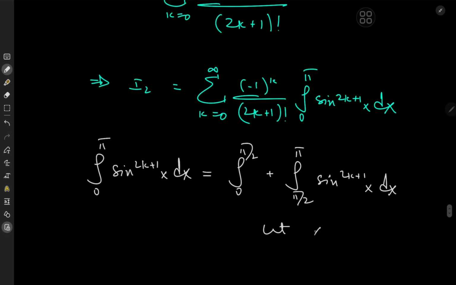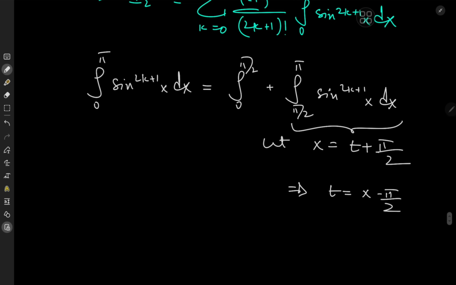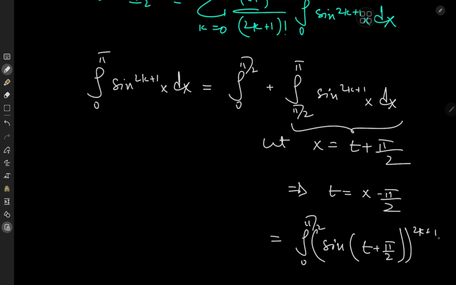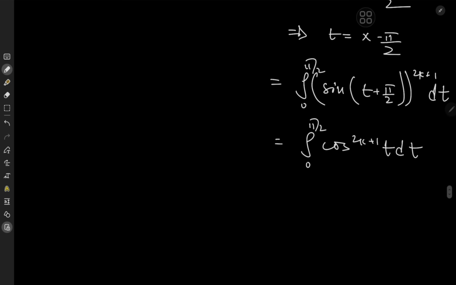Now for that transformation again, we let x here equal t plus pi over 2. That way we got t equal to x minus pi over 2, and everyone was happy with the limits and all that. So this thing equals integral from 0 to pi over 2 of sine of t plus pi over 2, all to the 2k plus 1 dt, and sine of t plus pi over 2 would be positive cosine. So that means we have integral 0 to pi over 2 cosine to the 2k plus 1 of t dt. And again, because of symmetry, we know that this thing equals integral 0 to pi over 2 sine to the 2k plus 1 of x dx.